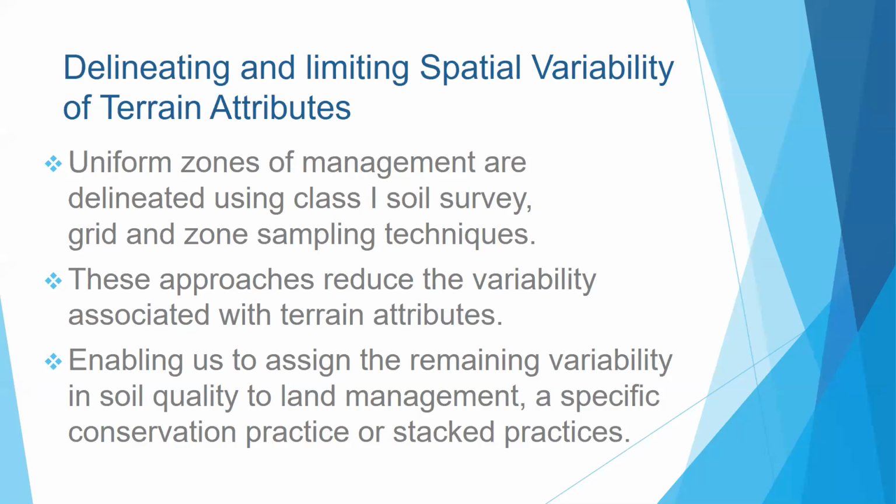But before we can talk about conservation practices and their effect on soil and water quality, we have to delineate and limit spatial variability related to terrain attributes. So uniform zones of management are delineated using Class 1 soil survey measurements, grid sampling, and then the information that we obtain from soil samples and water sampling on the grid is used to create the uniform zones. This enables us to assign the remaining variability in soil and water quality to land management, a specific conservation practice, or stacked practices.